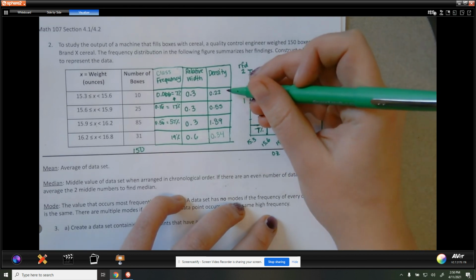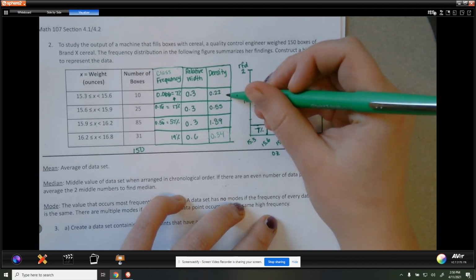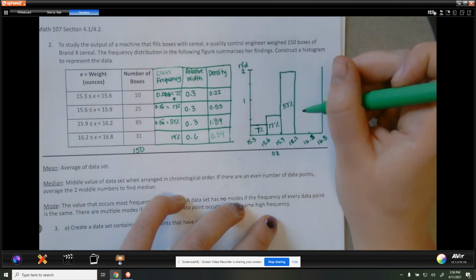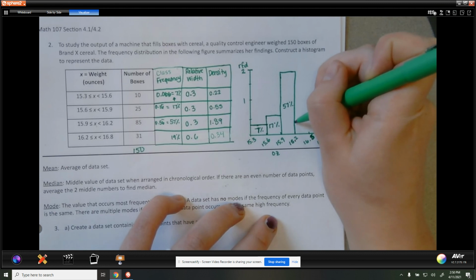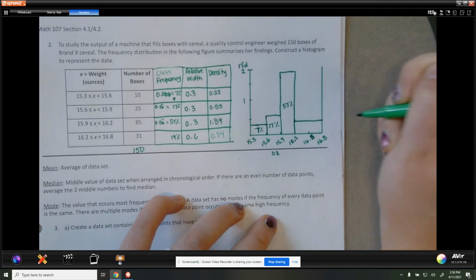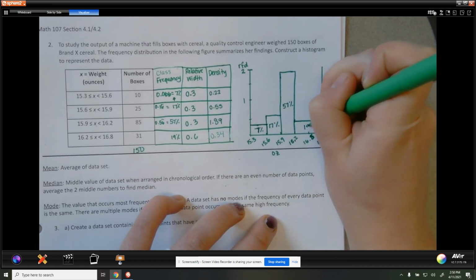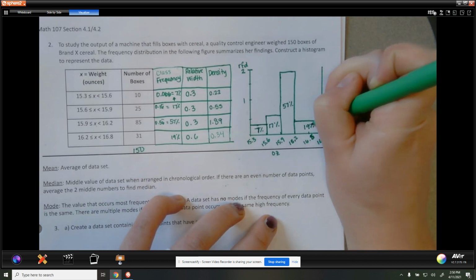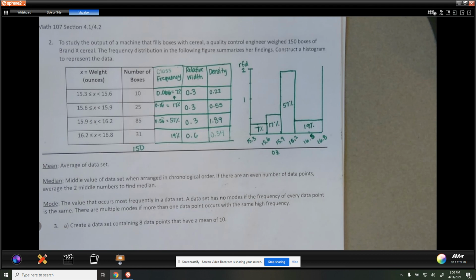Oh, this one should have been at 0.22. Whoops, sorry everybody. Should be a little bit lower, but that's okay. All right, so this is 19%. There you go. So that's a good little histogram that shows the number of cereal boxes for all those different weights.